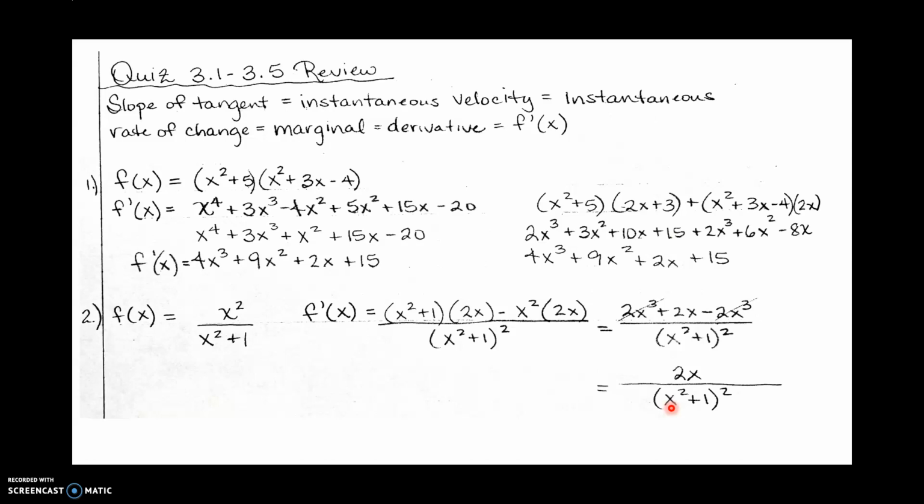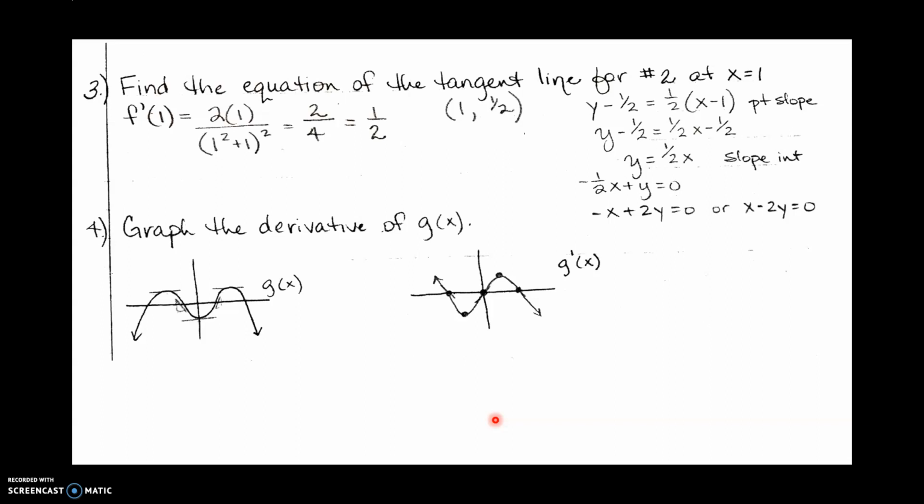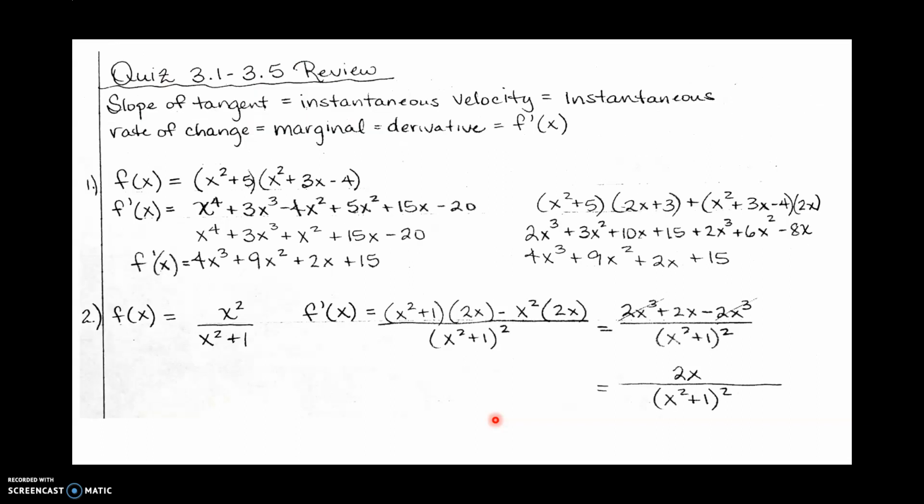All right, then for number 3, they asked us to find the equation of the tangent line for number 2 at x is equal to 1. Okay, so just a second ago, this is what we got for our derivative, or our slope of the tangent, and we want to find that at 1. So that just means I'm going to put in a 1 for x right here, and I'm going to put in a 1 for x right here.